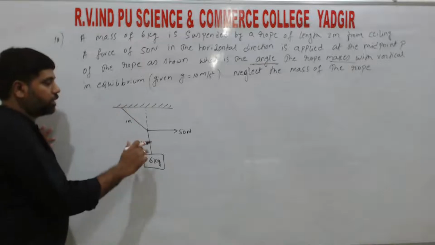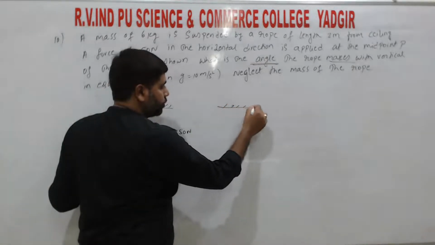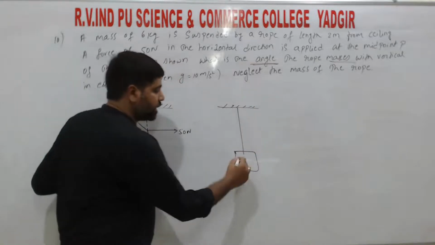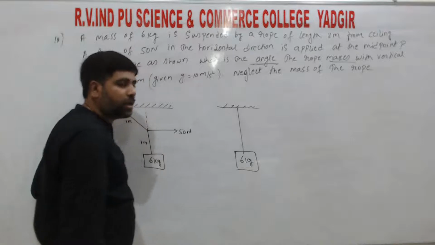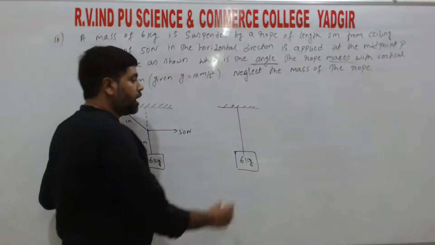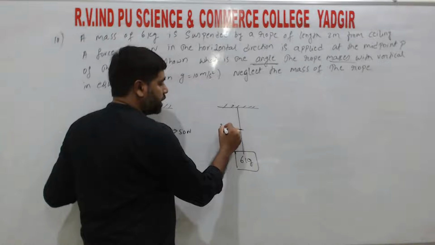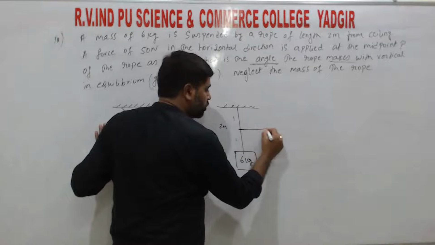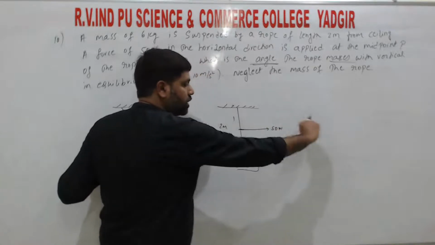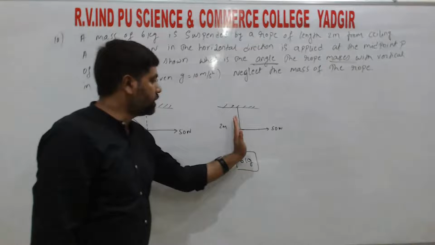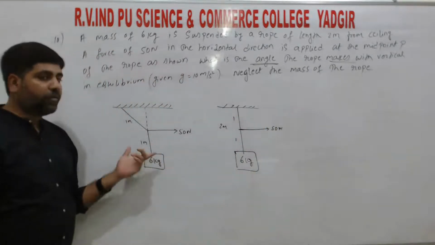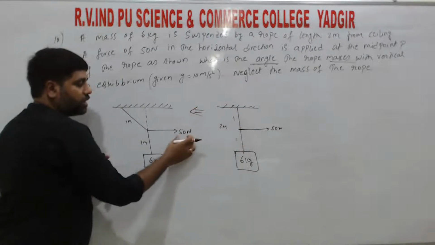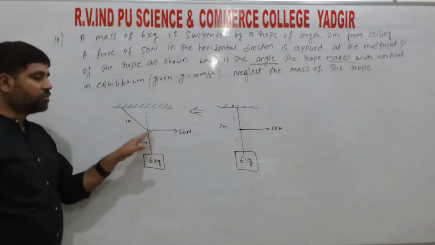So initially, what is the problem? There is one string of 2 meter length. To this string, they have connected a 6 kg mass. Next, what are they doing? Exactly at the midpoint. 2 meter length means 1 meter, 1 meter, and exactly at the middle they are applying a force of 50 newton. So they are pulling the thread. When we pull this thread like this, what happens? It comes in this form, right? So this is the final diagram.